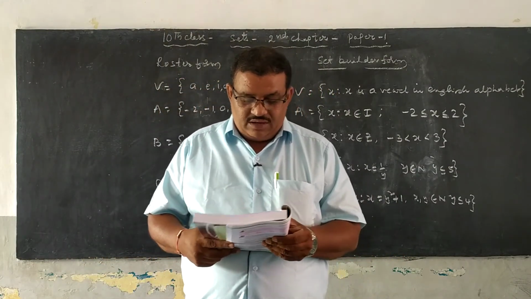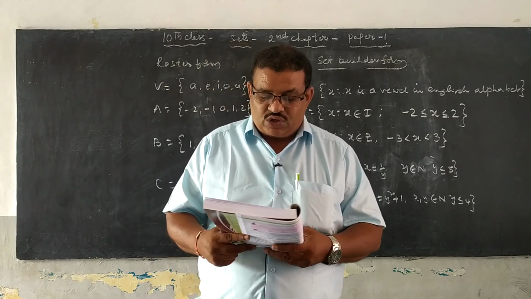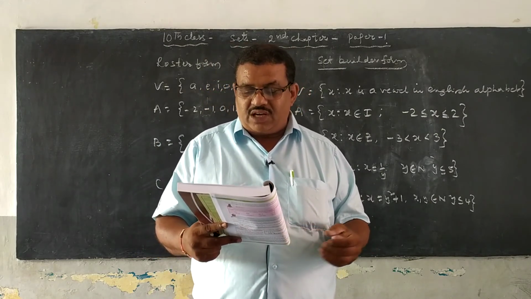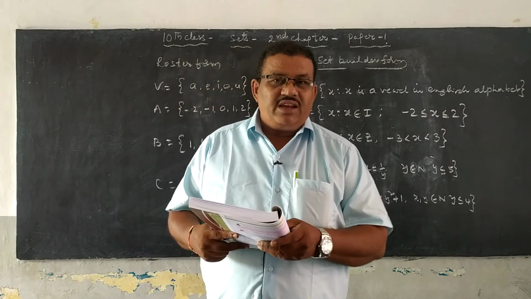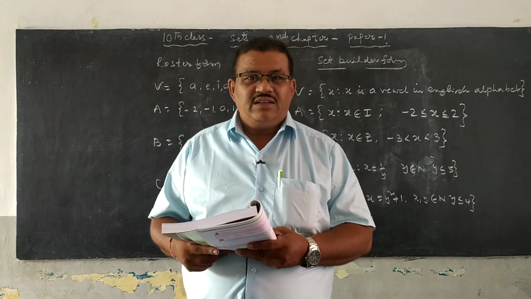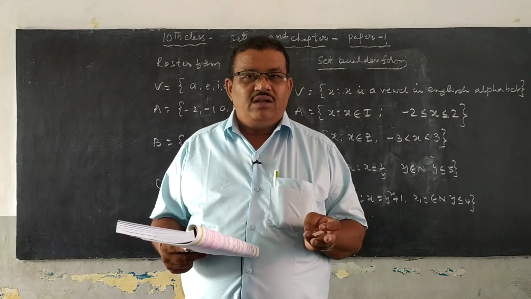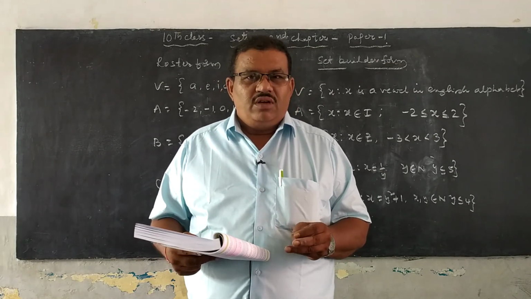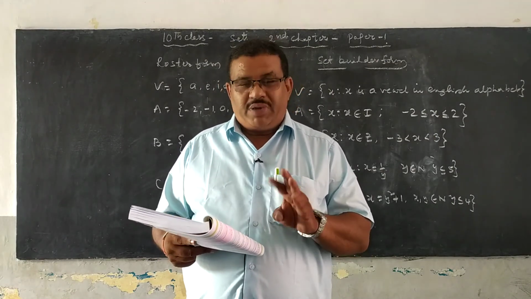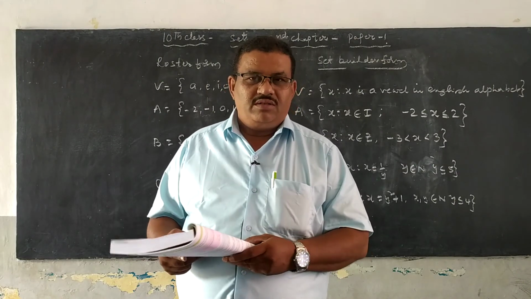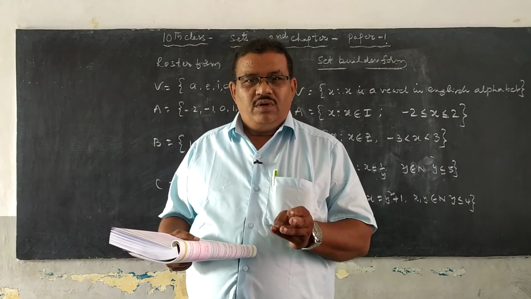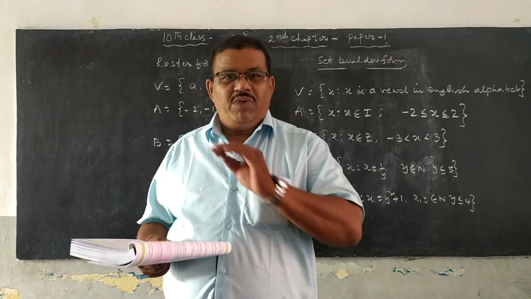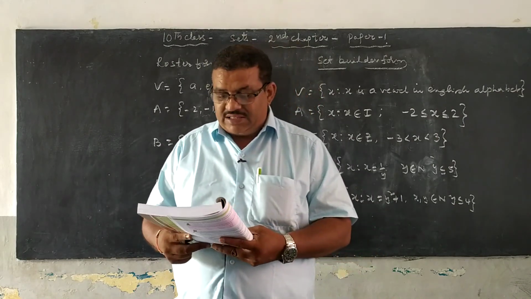Next question, write the following sets in roster form. B is the set of all months of a year having 30 days. How many months are there in a year having 30 days? April, June, September and November. These are the only months having 30 days.